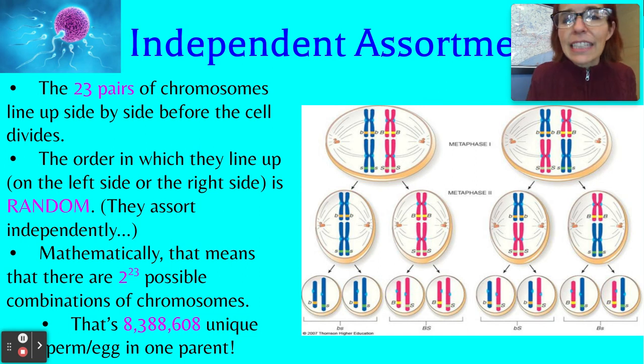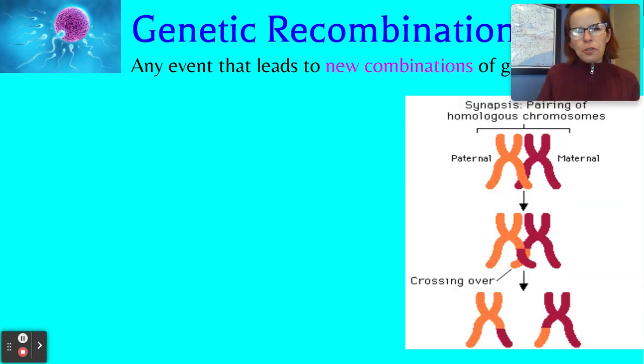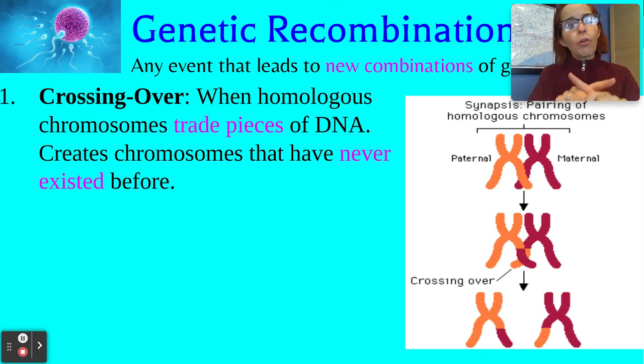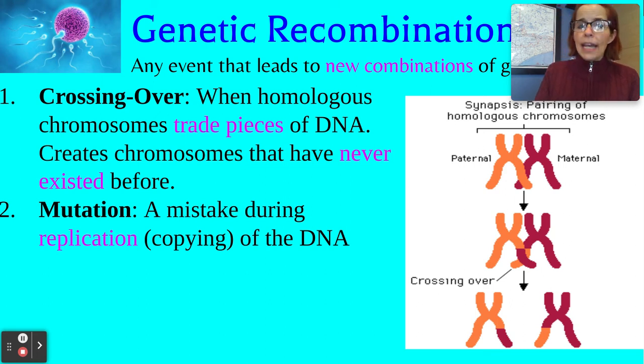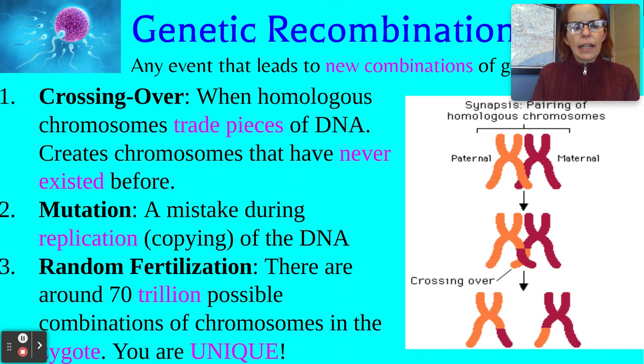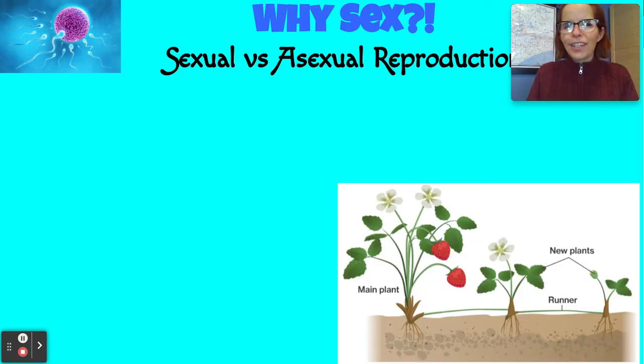But anyway, it's crazy. All right, so just a quick reminder what the word recombinant DNA means. It's anytime there's new sources or new combinations of DNA. So crossing over causes us to be genetically recombined. Mutations cause new sources of DNA, and then random fertilization. 70 trillion, I was right. Random fertilization, there are around 70 trillion possible combinations of unique chromosomes in a human zygote, for example. So you truly are unique.